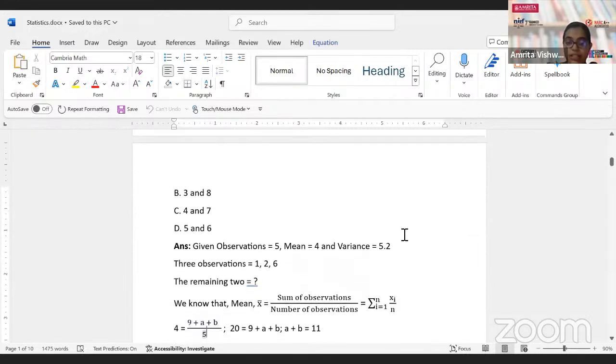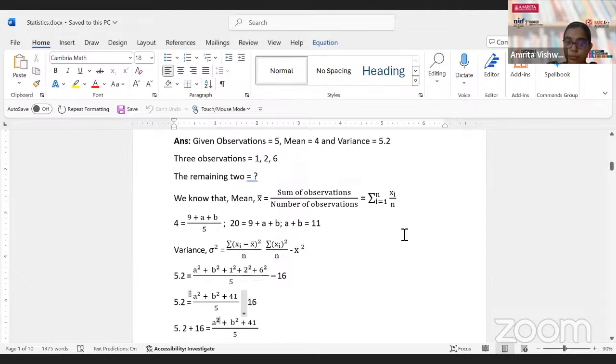Is this question clear? Are there any students who want me to repeat it? I'll just show the answer. Total observations given as 5. Mean is also given. Variance is also given. In this particular type of pattern, maybe they'll give you 3 observations. The remaining 2 you have to find. You already have the mean and variance. So it's just using the very basic formula, substituting the values and finding the answer.